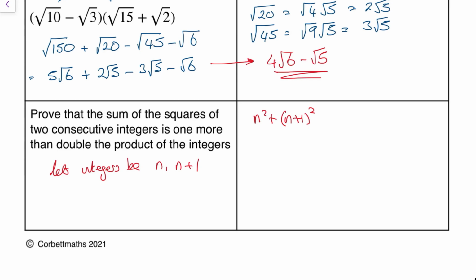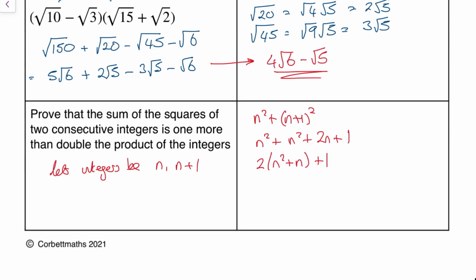Clearly, I don't really know what to do here, so I'm just going to expand and then see what happens. So if I expand it, I've got n squared plus n squared plus 2n plus 1, which is going to give me 2 lots of n squared plus n, plus 1. Now what am I doing? Is one more than double the product of the integers.